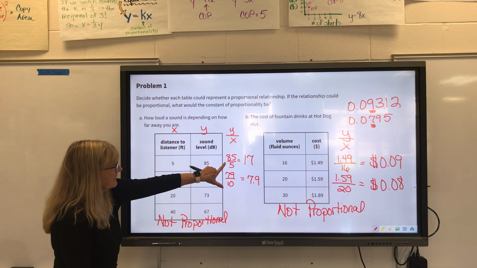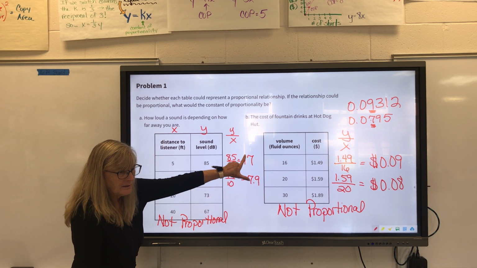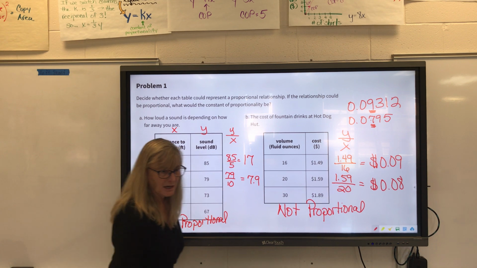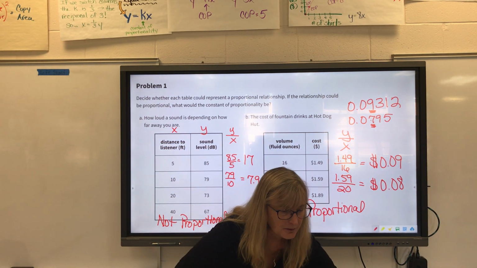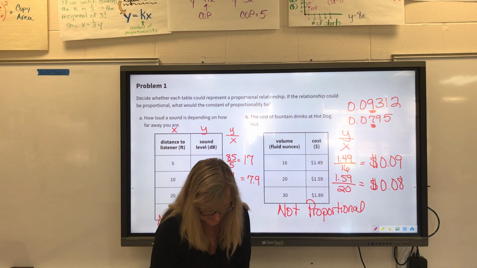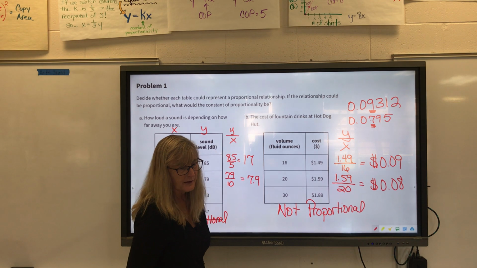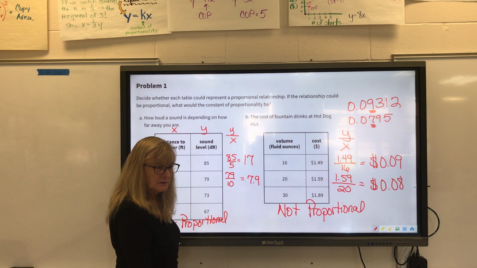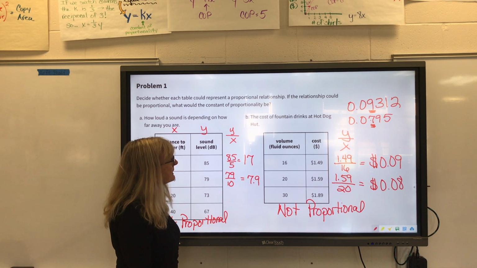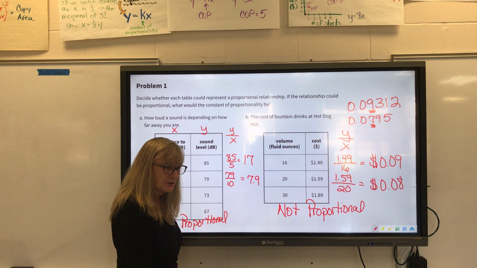Okay. Are these the same? My multiplier is not the same, so therefore it doesn't have a proportional relationship. They all have to be the same to be proportional. They have to be multiplied by the same thing. Is the COP the same thing as proportion? The COP is what we use to determine if it is proportional.